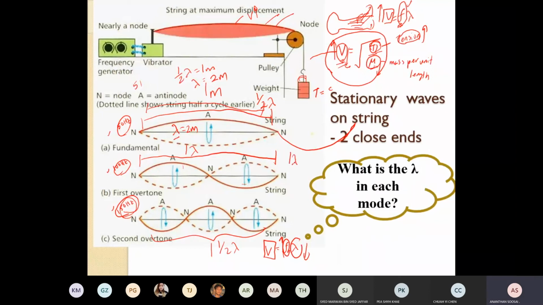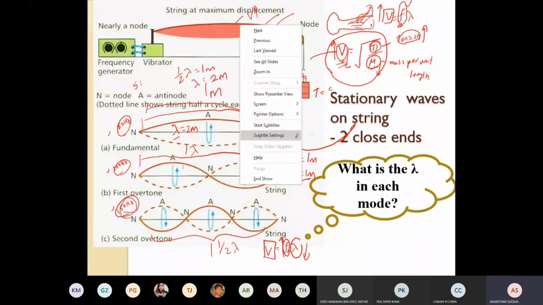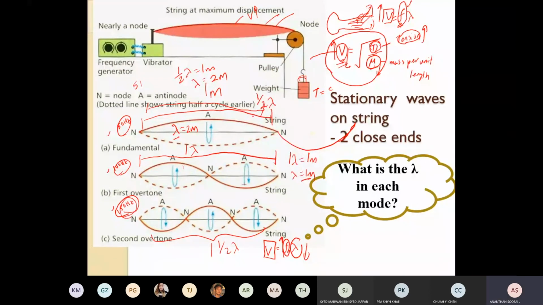One lambda equals the length of the string. In this case, I just give a value of 1 meter. So for the second appearance, lambda is exactly 1 meter. The first one, one loop, what is the lambda? The first one, one loop, the lambda is 2 meters.